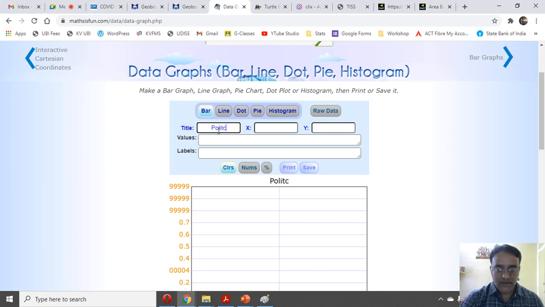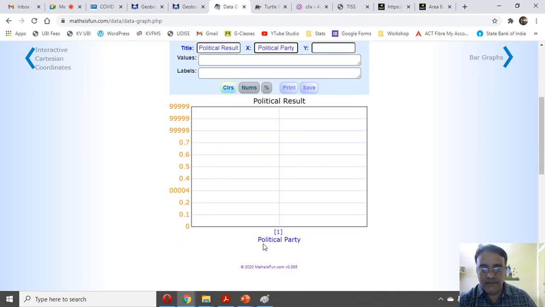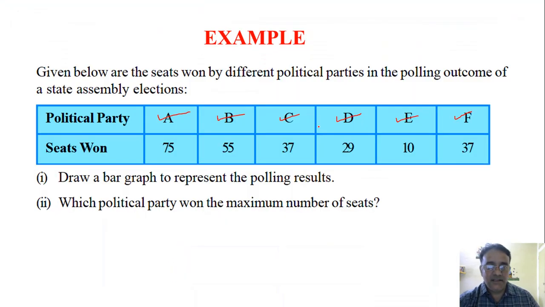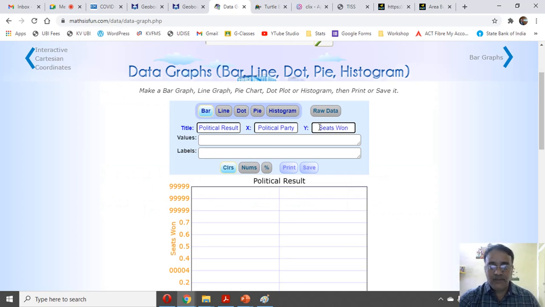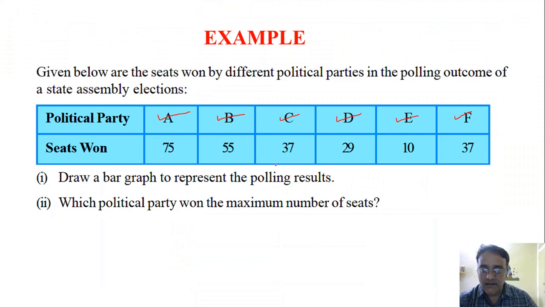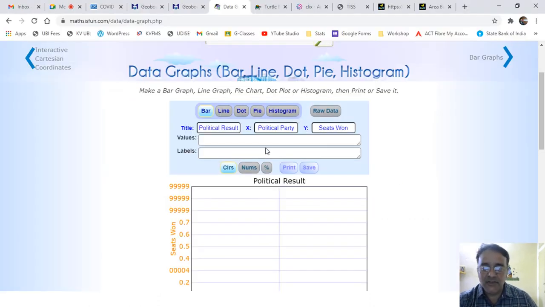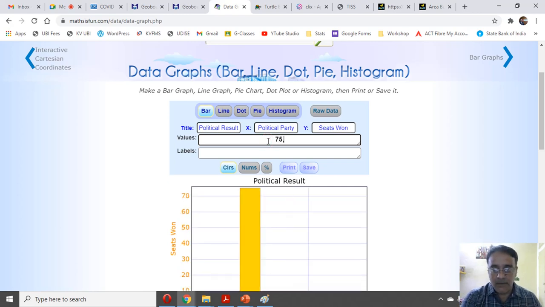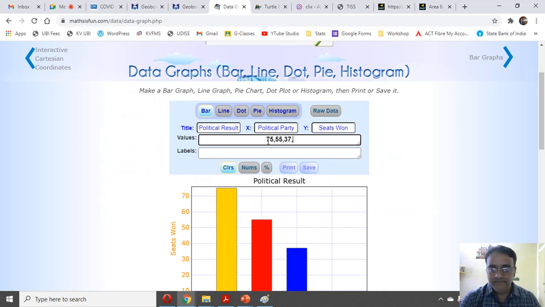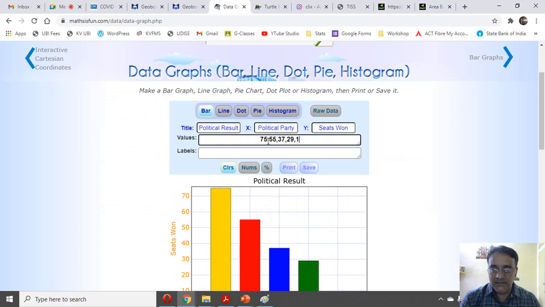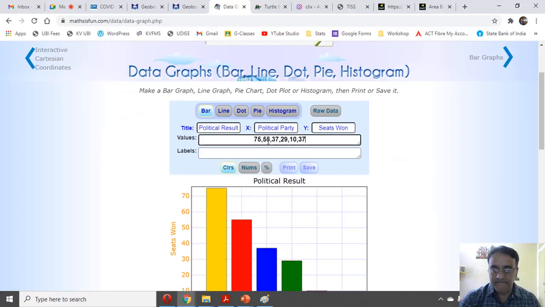Okay, political result, and the x-axis is political party. So political party will come over here, and the y-axis is seats won. So it will come up here. Now the values are given. So we have to write all the values separated by commas: 75, second 55, then 37, then 29, then 10, and the last one is 37.